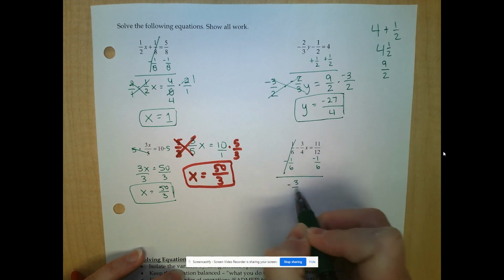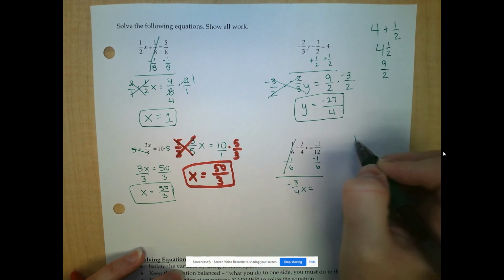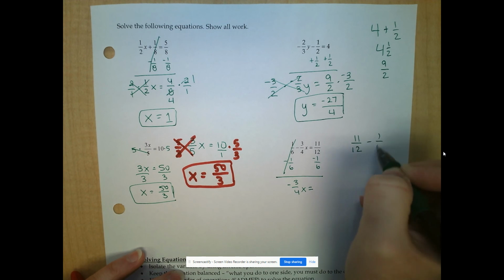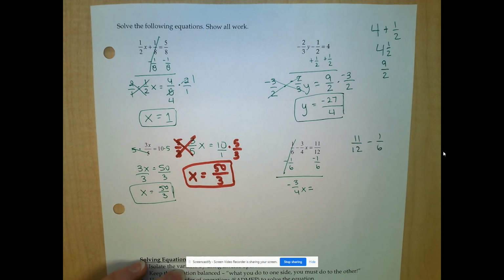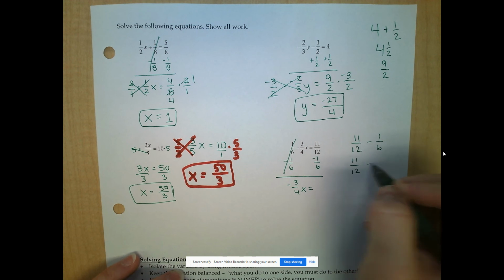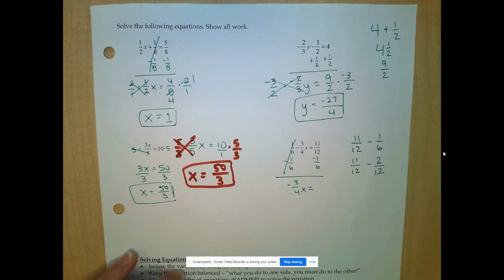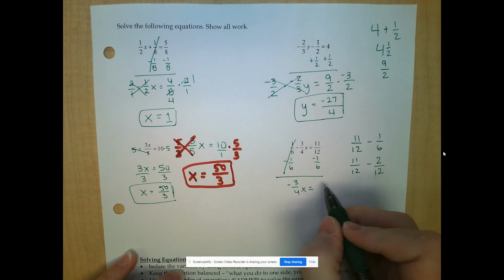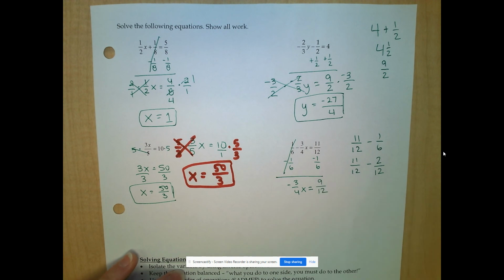I'd have negative 3/4 x equals, and then over here on the side, I would get that common denominator and say, how do I do 11/12 take away 1/6? 11/12 take away, if I multiply them both by 2, I get 2/12. 11/12 take away 2/12 is going to be 9/12. And now I'm back to fractions.